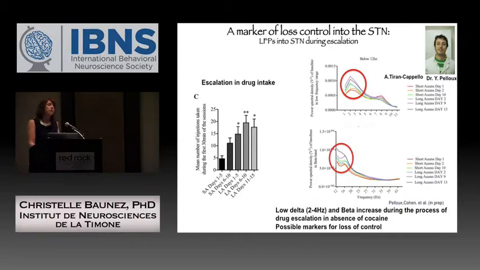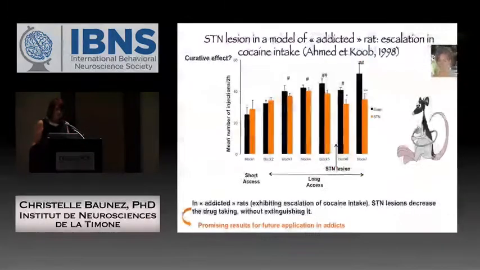Of course, you may say, okay, that's preventative effect. So what we really want to see is whether or not you can cure an addict. So now what about if we let all the animals escalate their cocaine intake, and then once they've escalated, we process the STN lesion and we see whether or not they take more or less drug. So that's what we've done on that experiment. And you see that all animals had escalated their level of cocaine intake. Then we did the STN lesion now, and we retested them after the lesion.